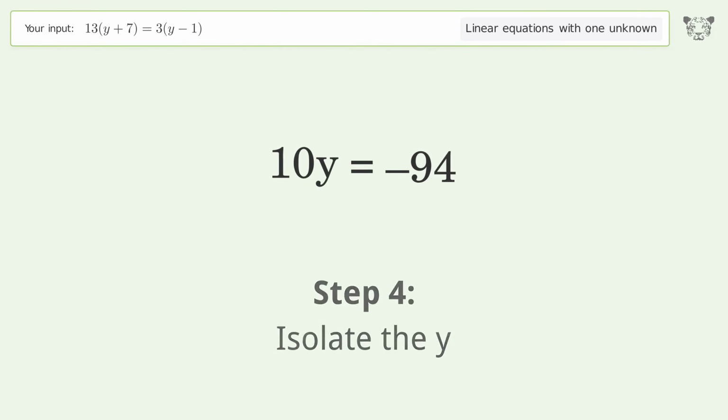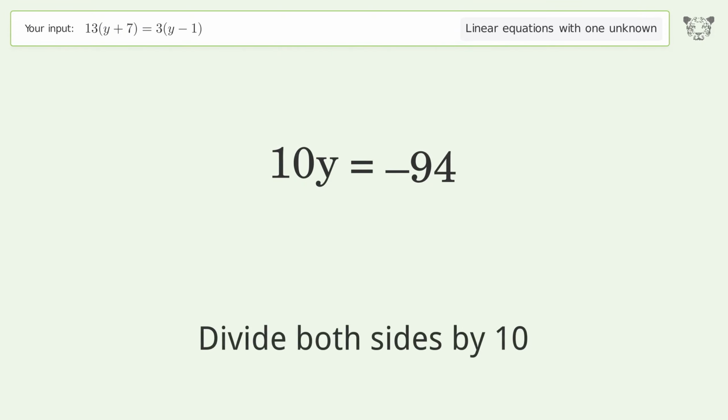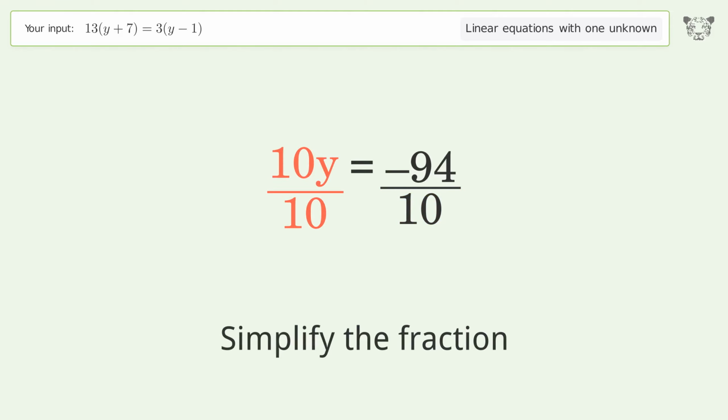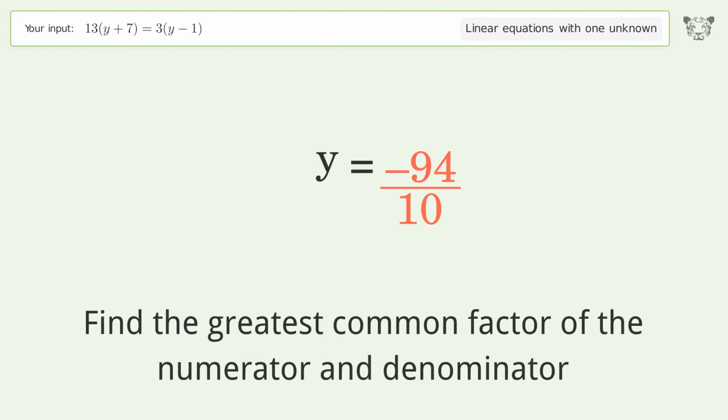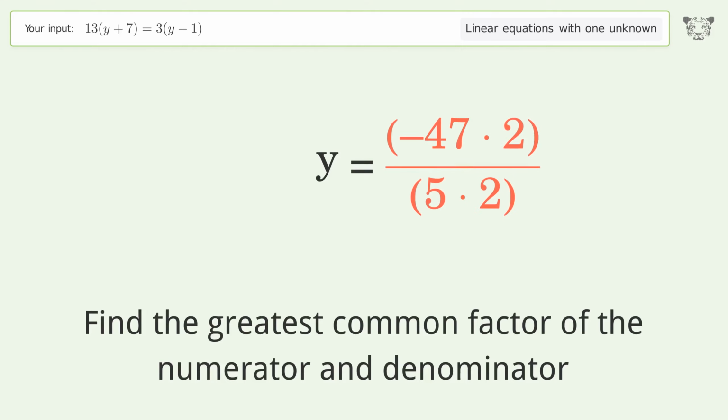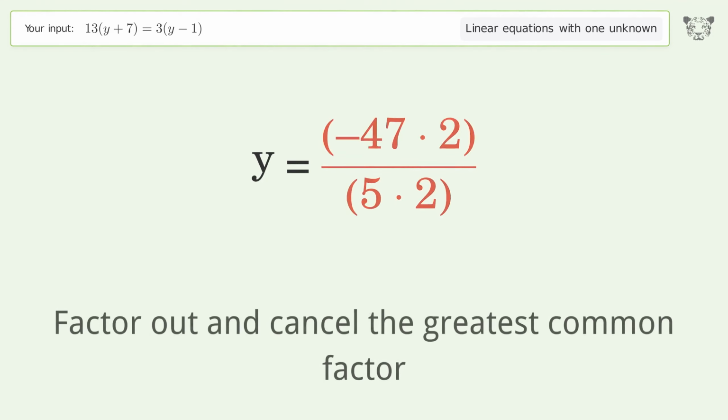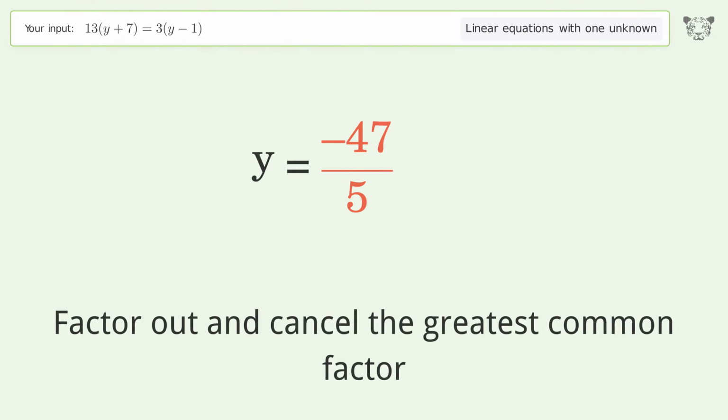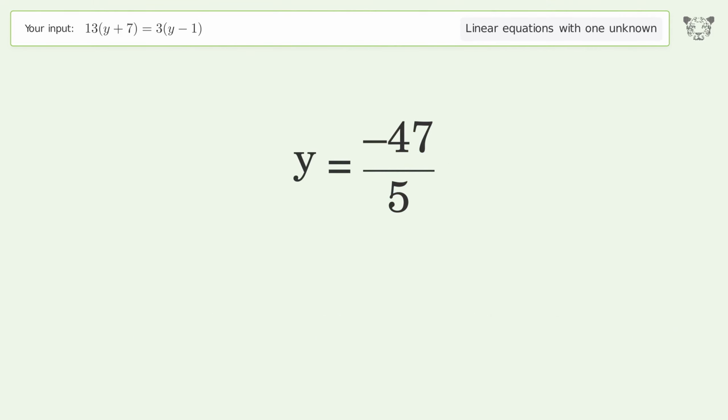Isolate the y. Divide both sides by 10. Simplify the fraction. Find the greatest common factor of the numerator and denominator. Factor out and cancel the greatest common factor. And so the final result is y equals -47/5.